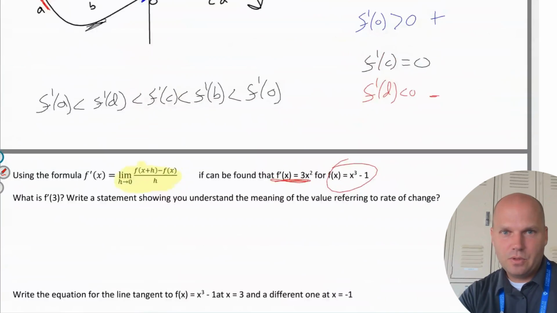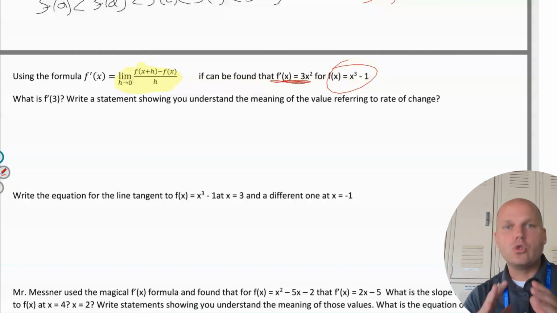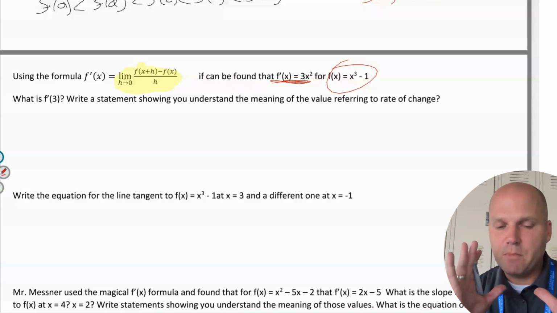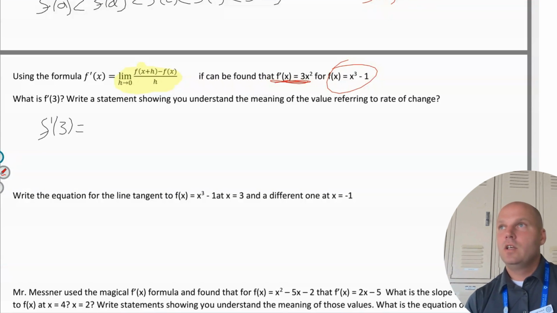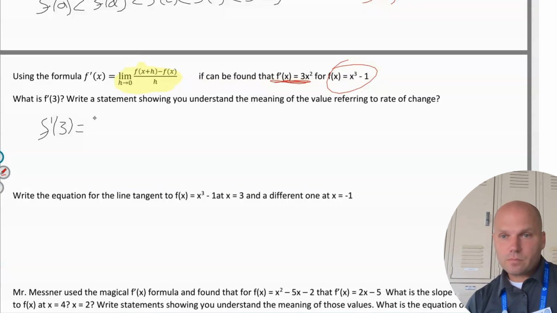I am telling you what the f prime equations are for this first lesson. You just have to know how to use them in the most basic forms. I ask you, what is f prime of 3? We already looked into it, using our calculator, going at 2.999 and 3.001. We said it looks like it's going to be close to 7. Well, if I plug 3 into this, I get 27.